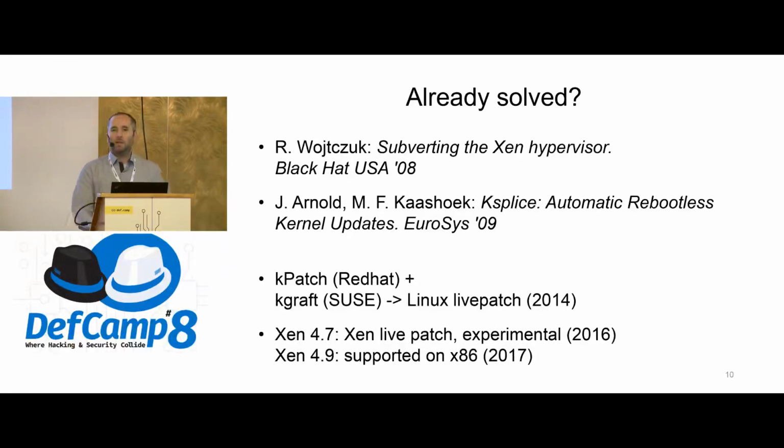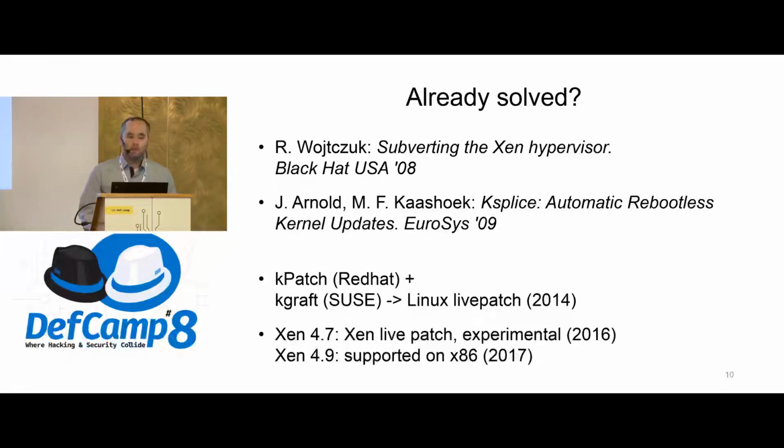After we started to work on that, there were also newer efforts by Red Hat and SUSE, both aiming at the Linux kernel, which eventually were merged under the common name of Linux Live Patch. This was in 2014, and this has been developed since then. And in Xen itself, in the upstream versions of Xen, work started on live patching basically in 2016. It was experimental at the time, and this year with 4.9 on x86, we have a supported version of live patching.